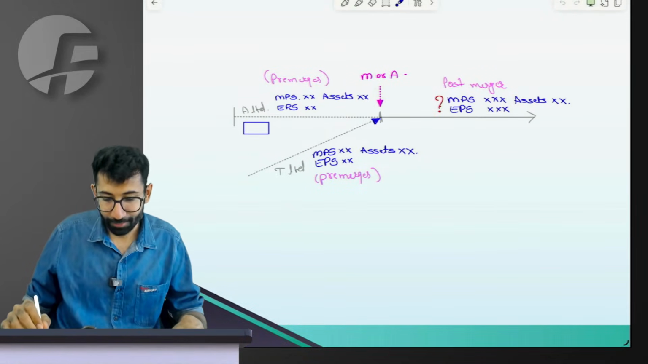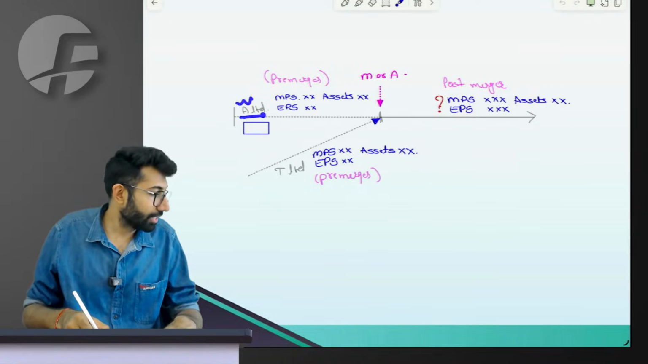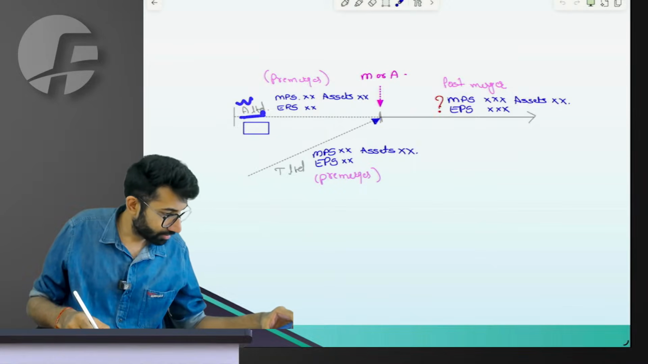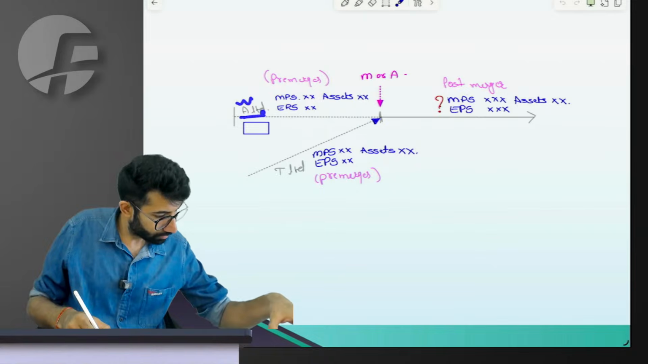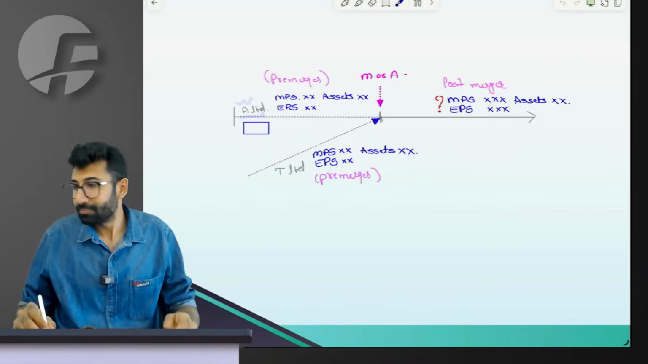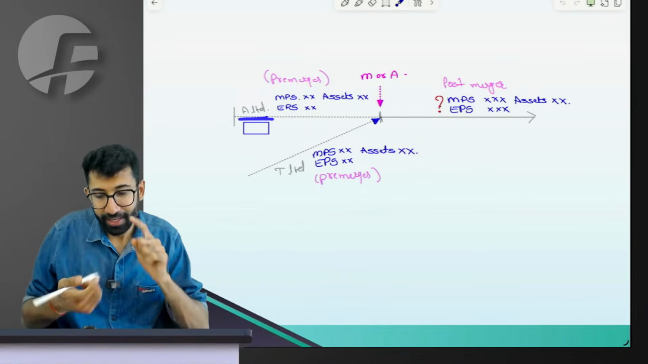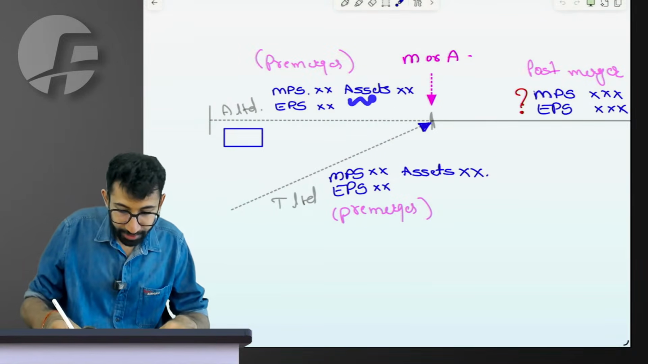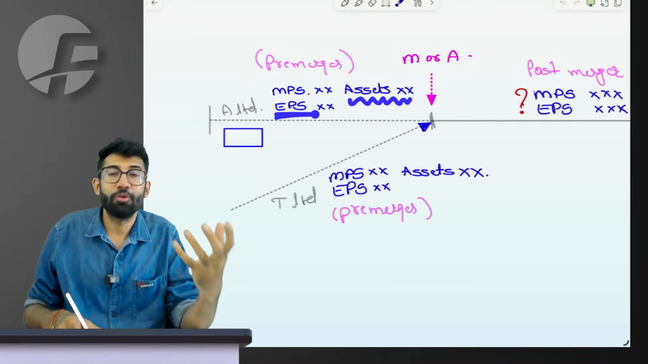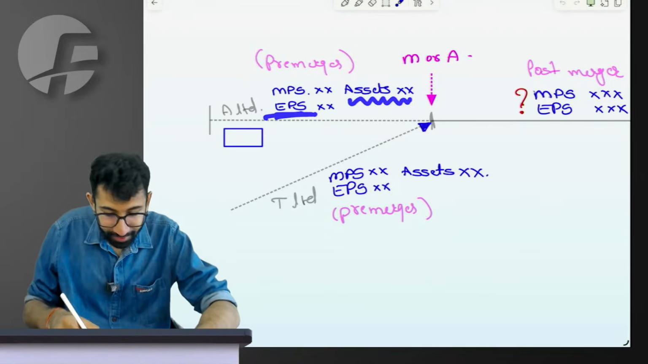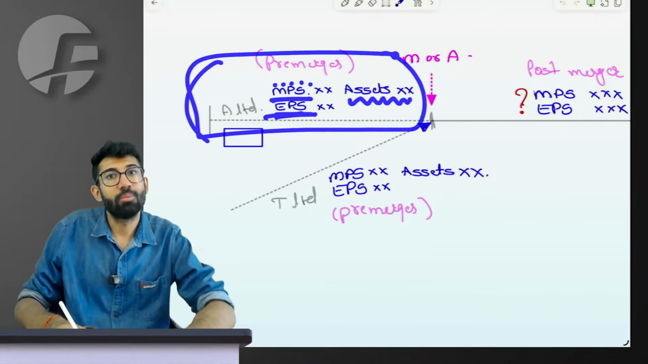Let's learn what's happening. Let's imagine there is a company called A Limited. A Limited is a company which is there in the market. It is doing business. It has its own operations. It has its own assets while doing the business. It has its own earnings from the operations that it makes. It has its own EPS, and accordingly, it has its own MPS.